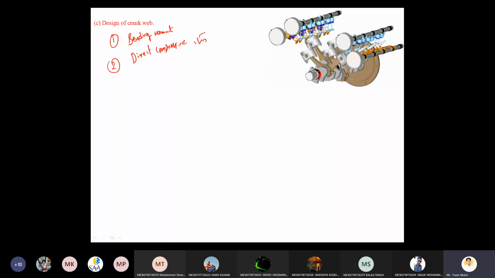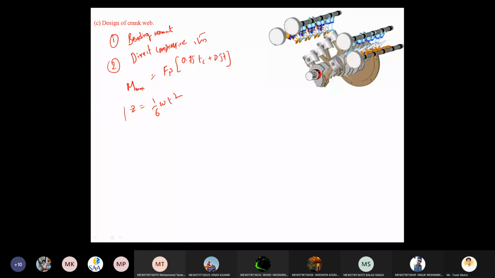Now how much is the maximum bending moment? The maximum bending moment is Fp, gas force, into 0.75 into Tc plus 0.5 into T. And the section modulus for the web portion, the web is having some width and some thickness, so that is 1 by 6 into W into T square. Remember for the design of the crankshaft, the section modulus is 1 by 6 into W T square, fix it blindly in the mind.